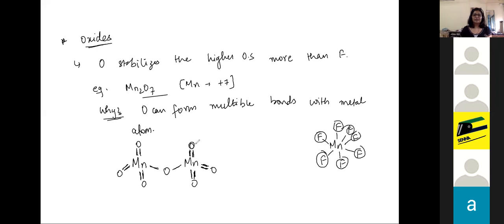So the reason why oxygen is capable of stabilizing the higher oxidation state more than fluorine is that oxygen can form multiple bonds. Because of this, you will require a lesser number of oxygen atoms, and you won't have any steric hindrance over there. Stereochemistry is happy, lots of space for all of these atoms.